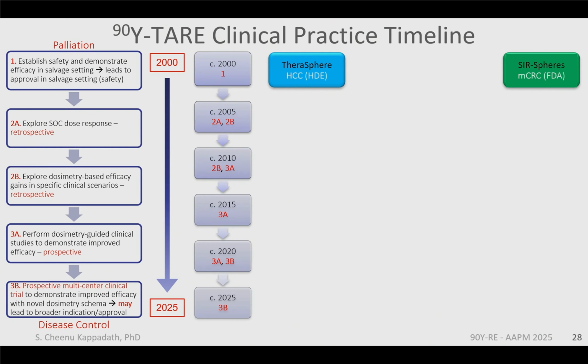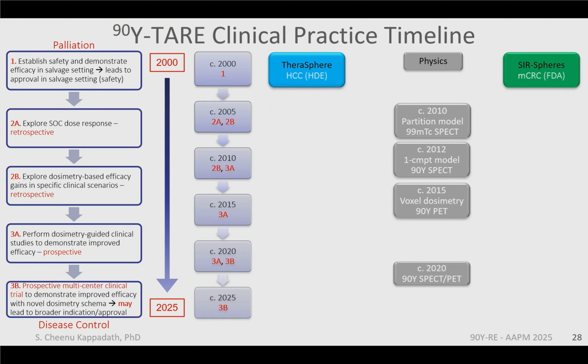TheraSphere in colorectal cancer got approved in 2000. And then here are the physics developments going on, right? You can see that around 2005 to 2010, a lot of work was done on the partition model. We did a lot of work on SPECT CT imaging to try to improve that. Later on, we got better at Y90 SPECT imaging. Voxel dosimetry kicked in about 2015. And there's a lot more understanding of SPECT and PET with Y90 in these current 5 to 10 years.